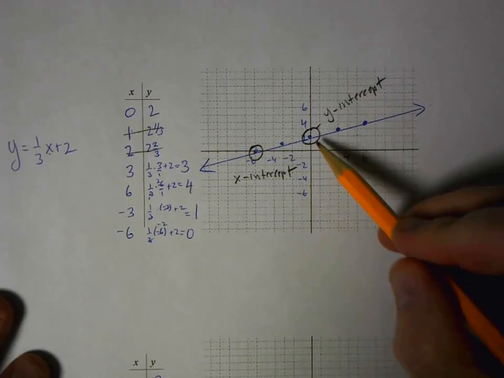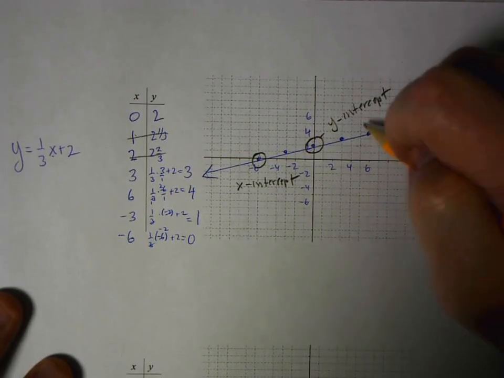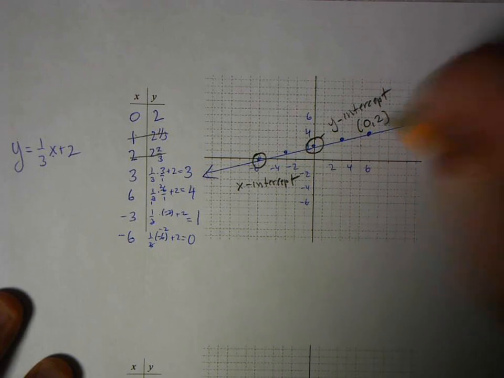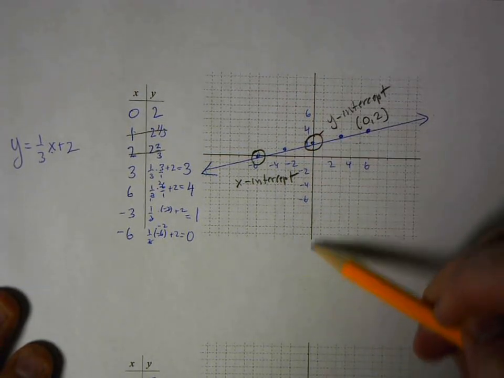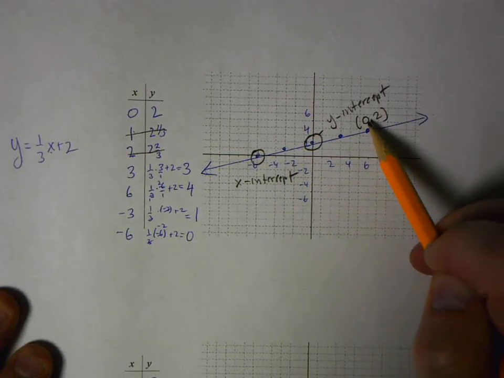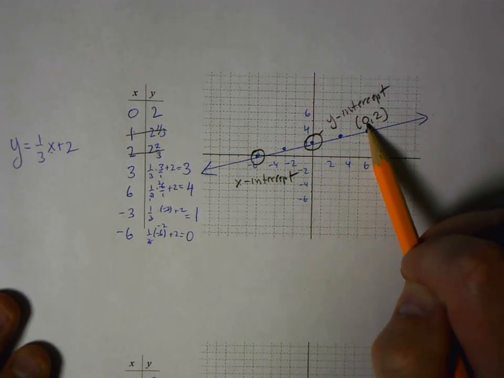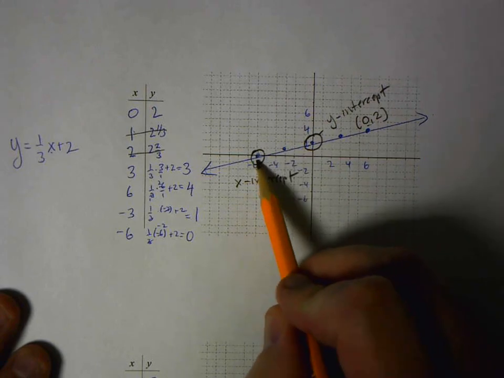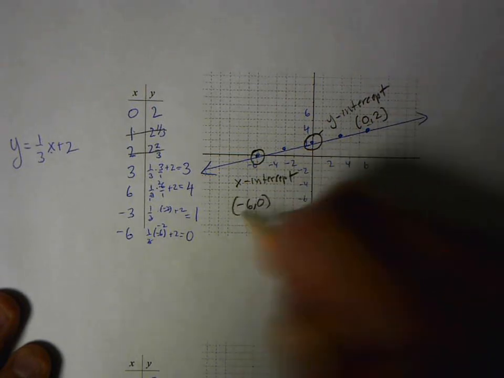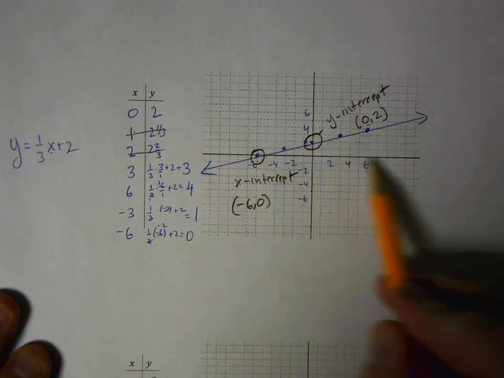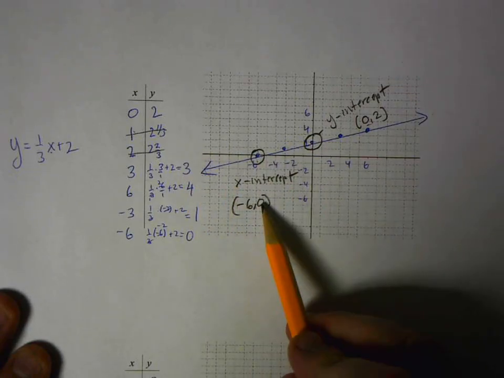Now notice what's happening on this y-intercept. This y-intercept is the point (0, 2). When you have a y-intercept, when you're going to be a point on this y-axis, your x value is always going to be 0. Conversely, the x-intercept here is the point (-6, 0). You're on the x-axis. On the x-axis, the y value will always be 0.